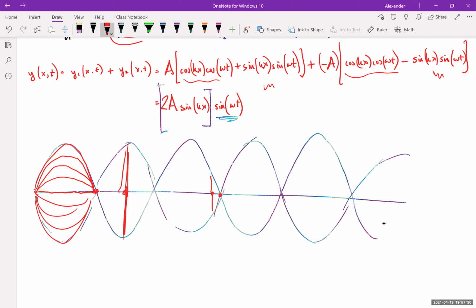Mostly because it's sloshing back and forth between two walls. But what it looks like to us is a series of these nodes and antinodes. This is going to be relevant for us shortly. We call this a standing wave.